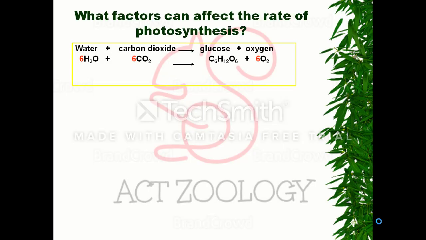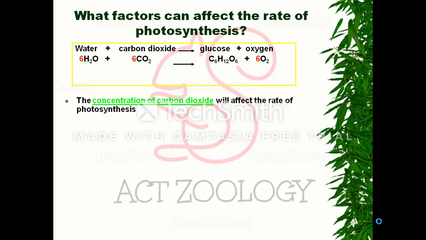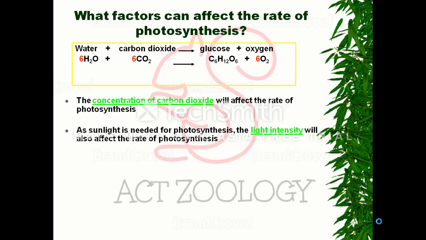What factors can affect the rate of photosynthesis? The reaction, that is water molecule plus carbon dioxide, gives products like glucose plus oxygen. The concentration of carbon dioxide will affect the rate of photosynthesis. That is the first factor which affects the rate of photosynthesis.